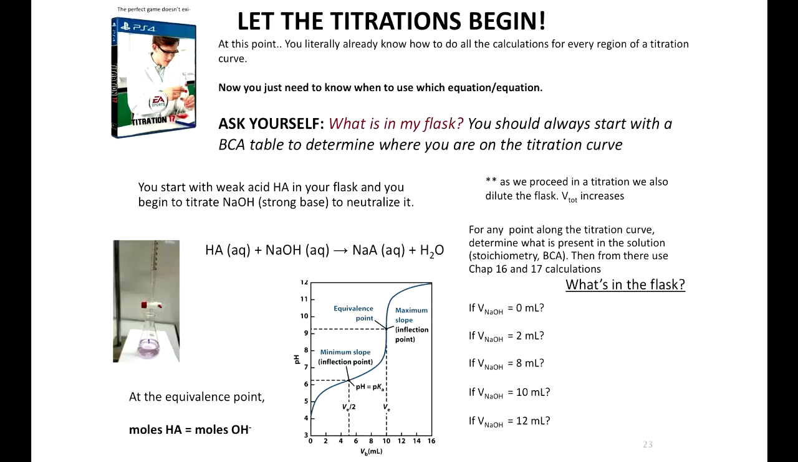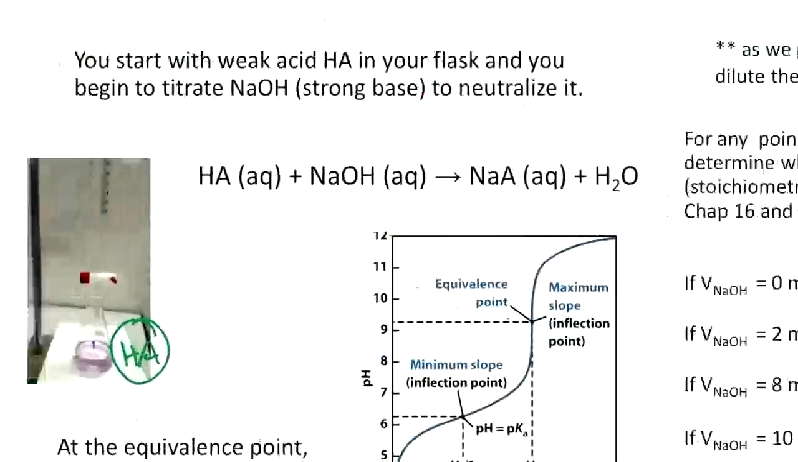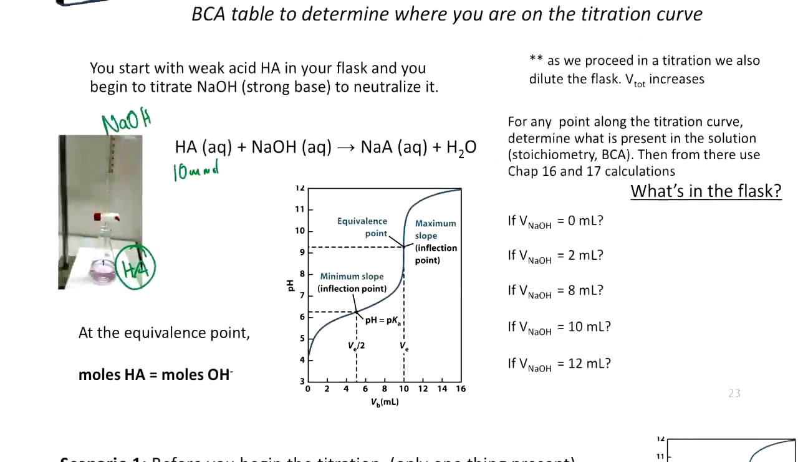So we need to think about what is in my flask. Let's pretend we're doing a titration. You put an acid in that beaker, HA, and you start adding sodium hydroxide. So we're doing this reaction. We might start with 10 millimoles of HA, I'm just making up a number, and then we're adding small increments of sodium hydroxide. So we need to ask ourselves, what is in my beaker at every single point here?